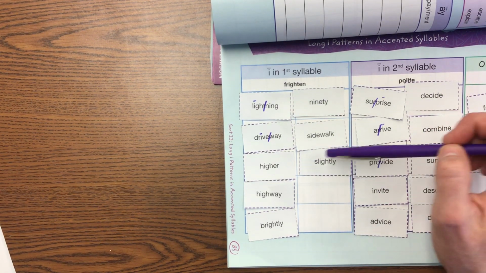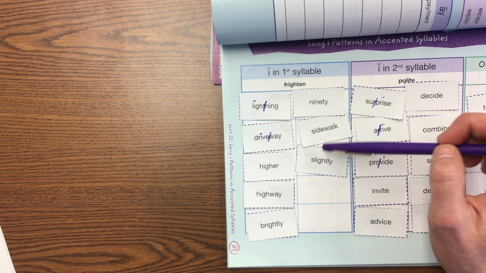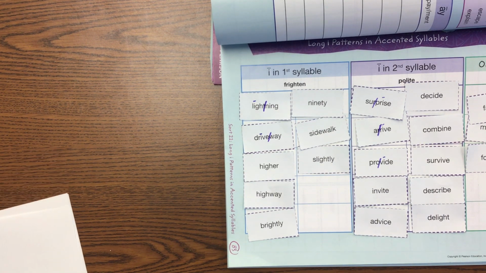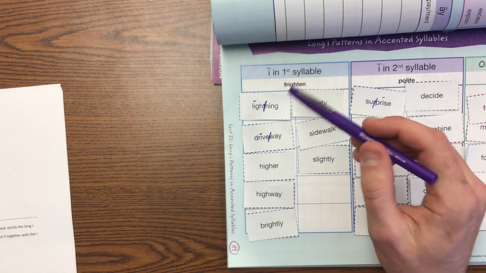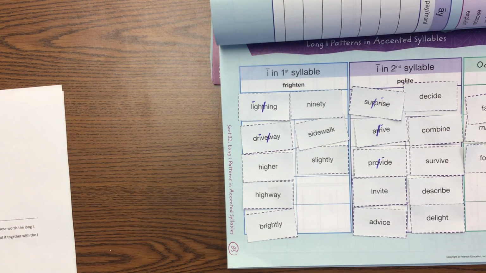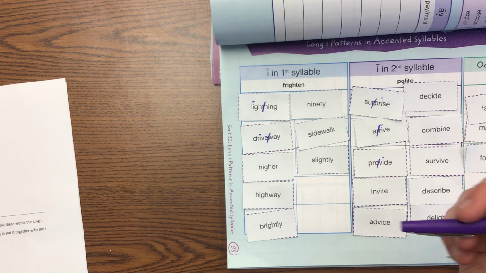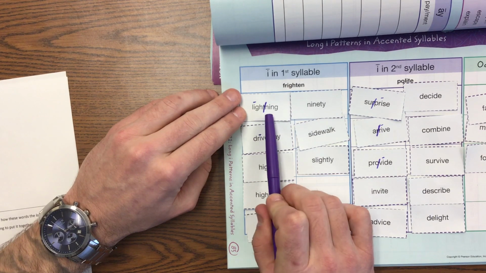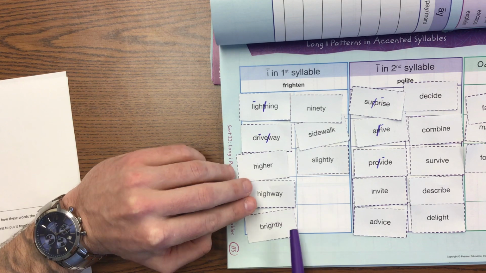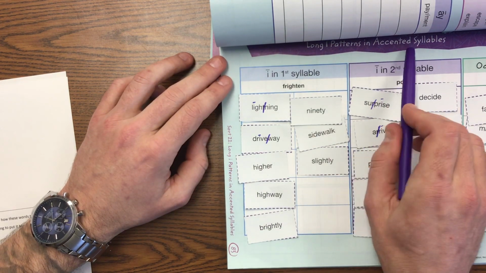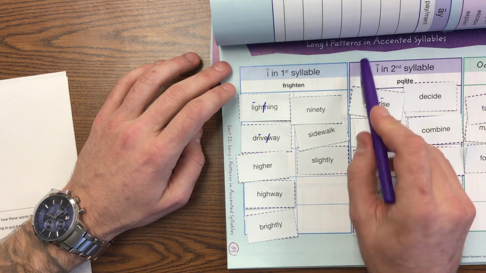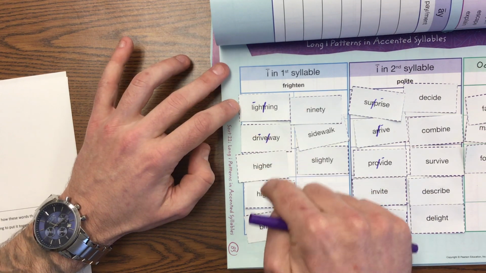But getting this long I with the GH almost always falls in that first syllable. And the reason it falls into that first syllable is because we want to stress. That's where this accented comes from. To accent something means to stress it or to say it a little bit stronger. So we say lightning, driveway, higher, highway. You can see that I'm accenting that first syllable a little bit stronger, because that's where the long I is.